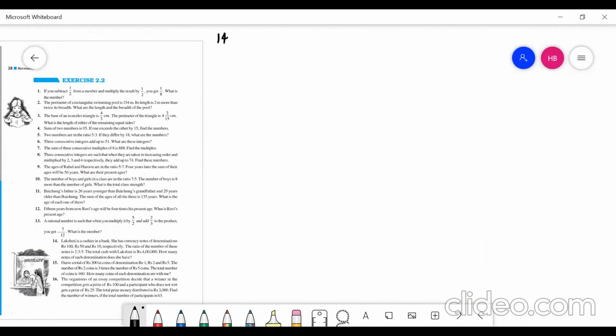Question number 14. Lakshmi is a cashier in a bank. She has currency notes of denominations rupees 100, rupees 50 and rupees 10 respectively. Given that she is a cashier in the bank and has notes of denomination rupees 100, rupees 50 and rupees 10. Okay, these are the denominations.